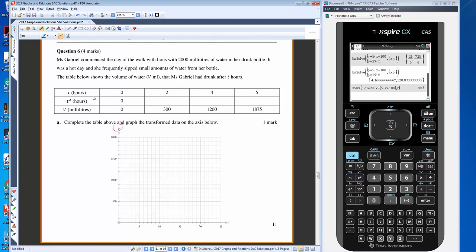Okay, so what we want to do is plot V versus t squared here. So first of all we're going to work out t squared. So 4, 16 and 25, and then we're going to plot these points. So 4, 300. So that's here, and 16, 1200. That's there, and 25, 1875. So there's 1875 somewhere up here. And what you'll note is that it is a straight line.